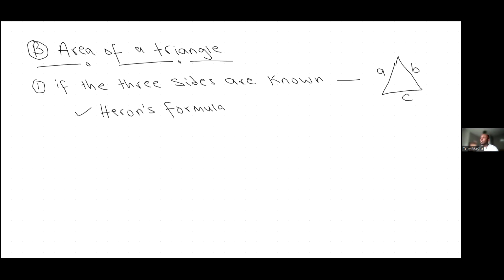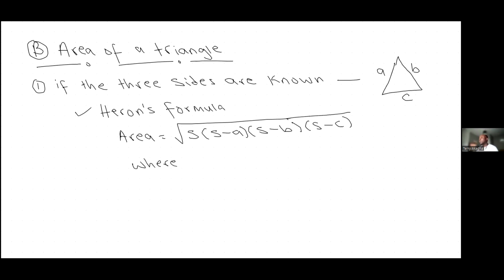Like I said, with Heron's formula, the area is equal to the square root of s times (s minus a) times (s minus b) times (s minus c). And s, the semi-perimeter, is equal to a plus b plus c, all divided by 2. So if you have the 3 sides and the 3 sides are known, then you can use Heron's formula to do it.